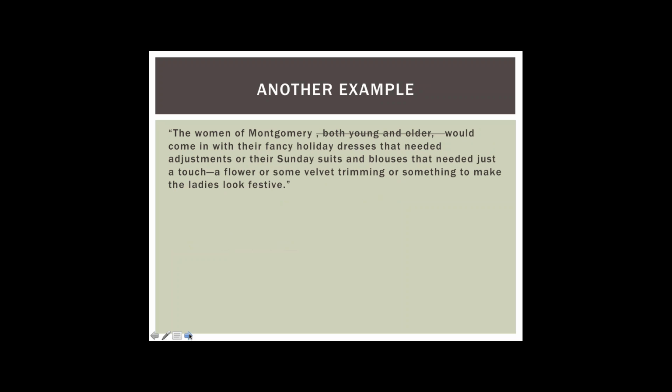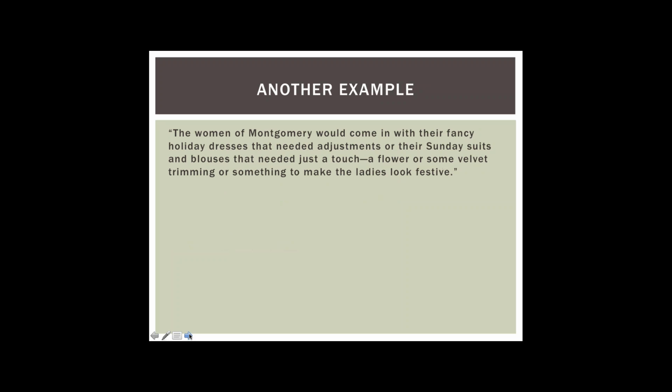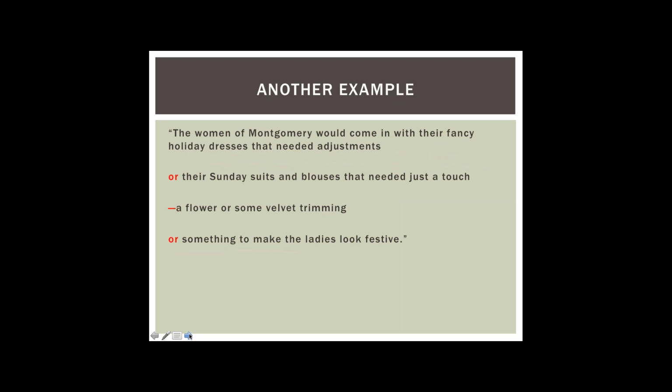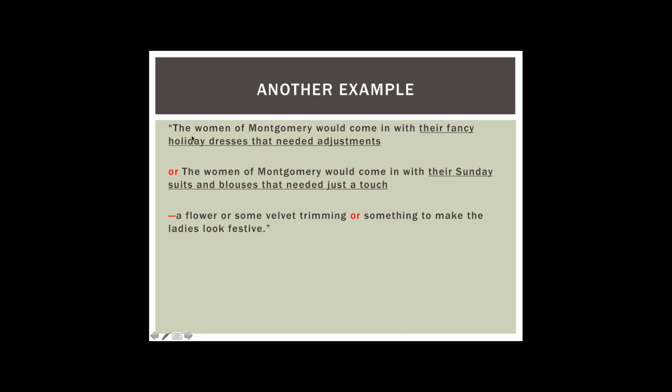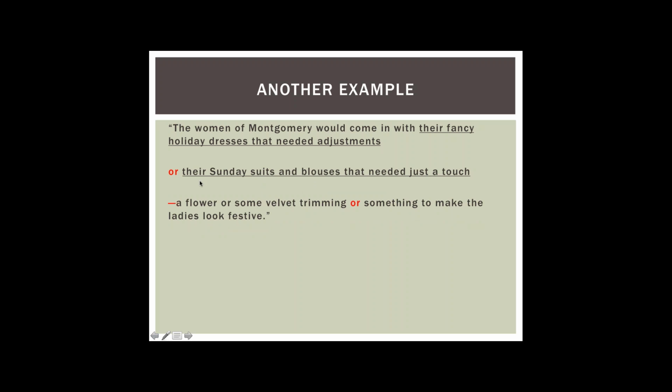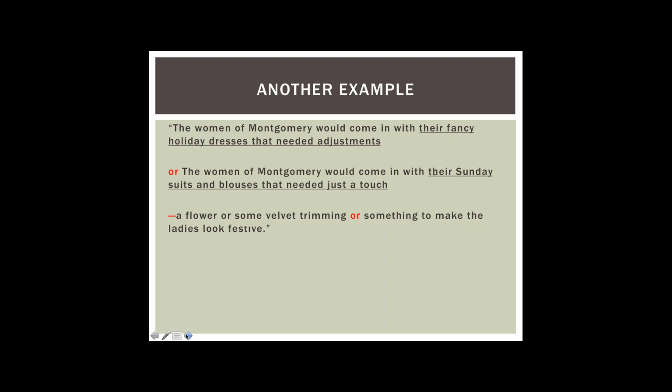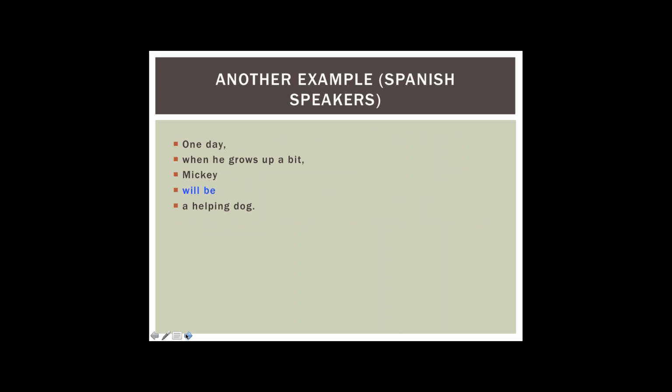And there are lots of ways of breaking this sentence down, taking away some of the extra ideas like I did just there to make it more focused, or splitting the sentence up at the ands, or in this case the ors, to try to focus on the parts, or on showing kids the parallel structure here, how that dependent clause works. Gee, the women of Montgomery would come in with their fancy holiday dresses that needed adjustments, or the women of Montgomery would come in with their Sunday suits and blouses that needed just a touch. Kids don't necessarily know what to do with that dependent clause, this part, their Sunday suits and blouses, and so I'm going to show them stuff like that. And we can do those all day long.